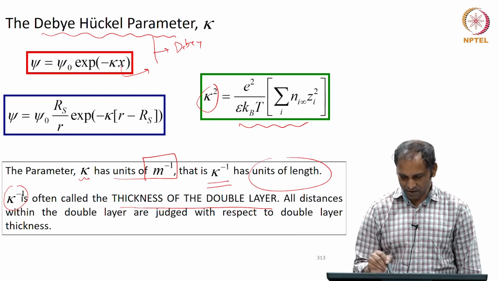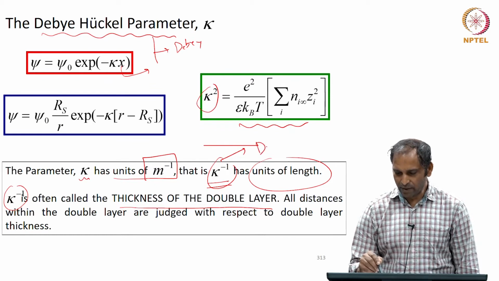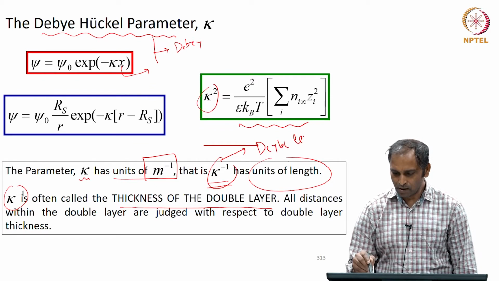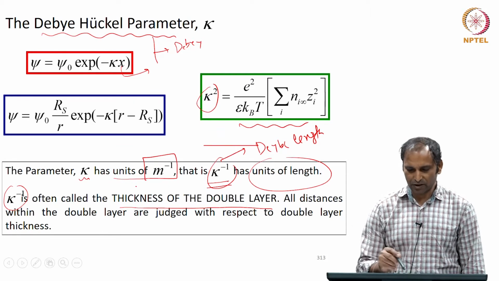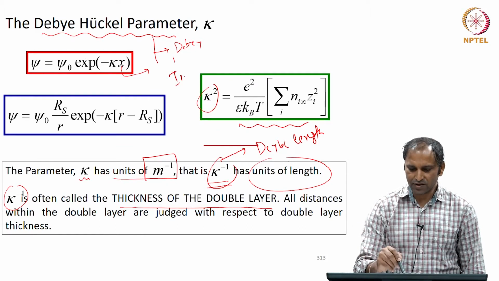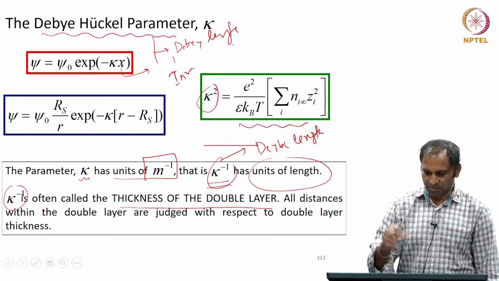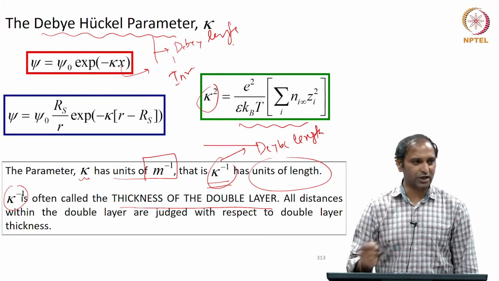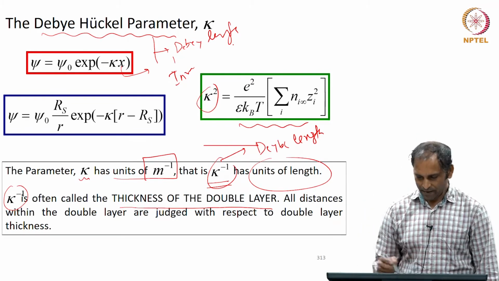So, K inverse, which has units of length, is called the Debye length, and K, which has units of meter inverse, is called the inverse Debye length. These are the names that people use interchangeably depending upon the textbook.